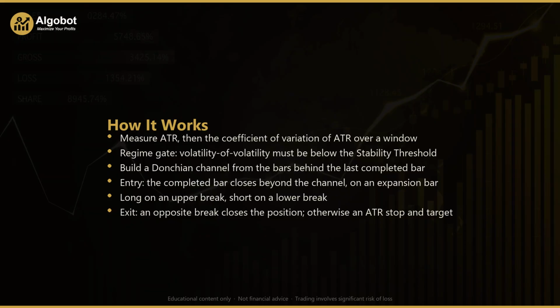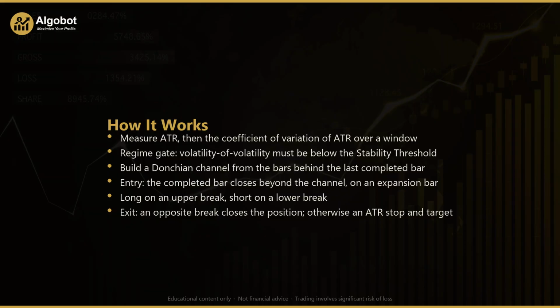There's one more filter, expansion confirmation. The breakout bar's own true range must be at least as large as the current ATR. This checks that the break is a decisive move rather than a marginal drift across the line. When all conditions align, a steady regime, a confirmed break, and an expansion bar, the strategy opens a position. An upside break opens a long, and a downside break opens a short.